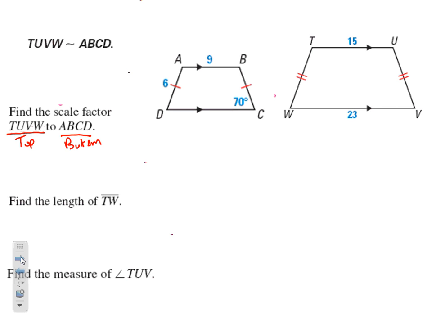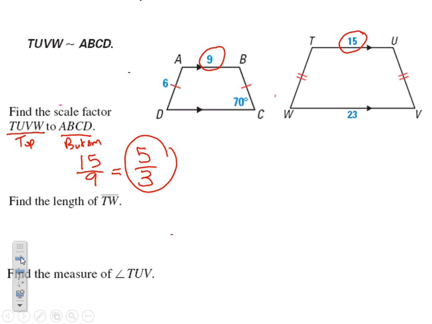So we have to start over here. Now I would need to look and find one that has the same on both sides. If I look here, I have 15 and 9, the same spot on the different shapes, so I can use those to create my scale factor. So I'm going to have 15 over 9. 3 goes into both of those, so I'm going to get 5 over 3. That's my scale factor. Now I can use my scale factor to set up proportions to solve for whatever they want me to solve for.